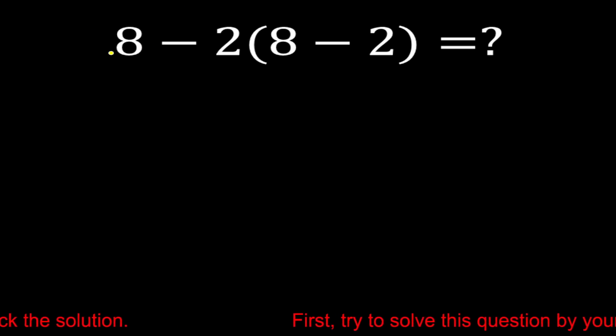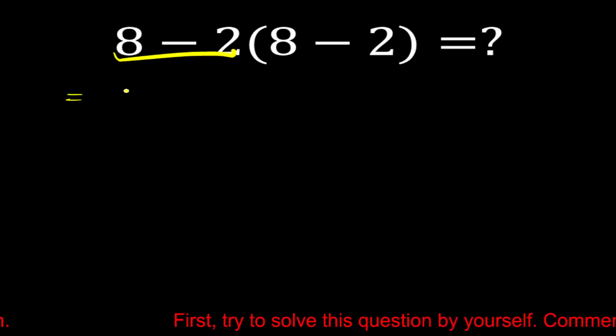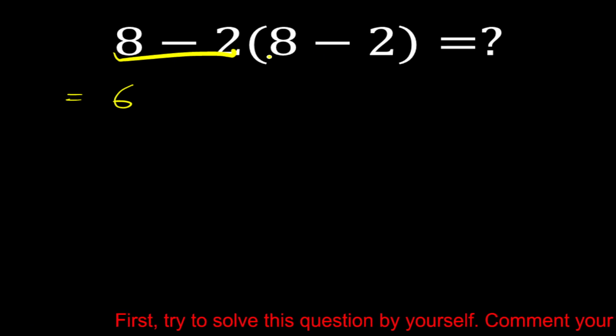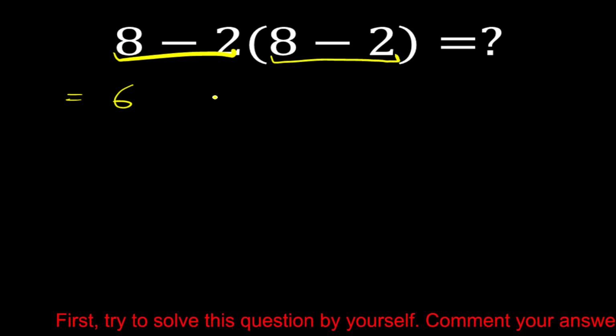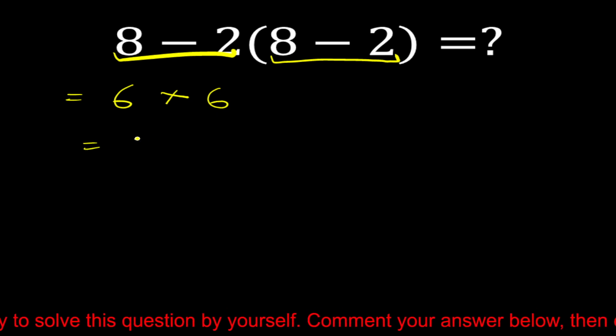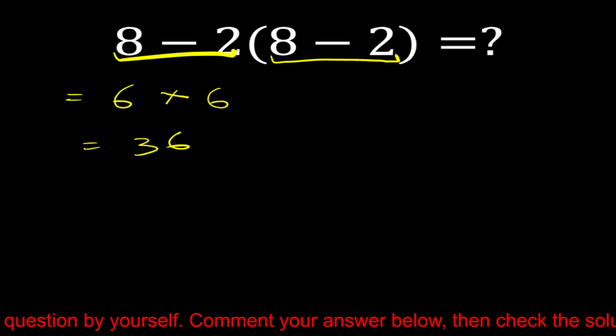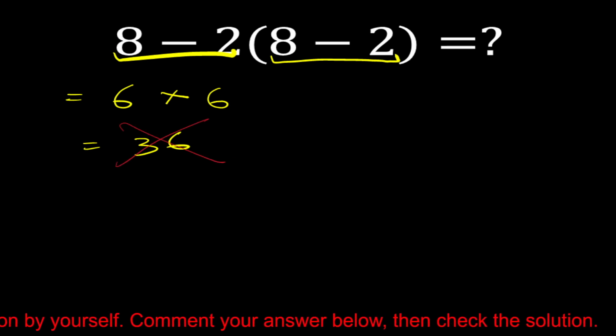So most people solve this question like 8 minus 2 is equal to 6. Then again 8 minus 2 is equal to also 6. Now 6 multiply 6 is equal to 36. But this answer is not correct. This answer is completely wrong.